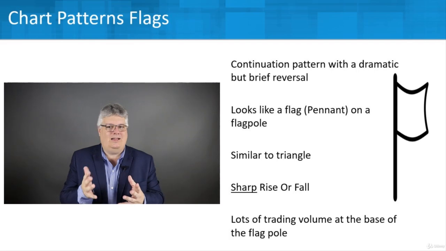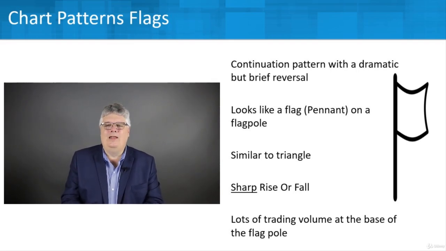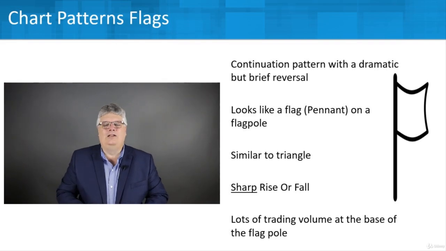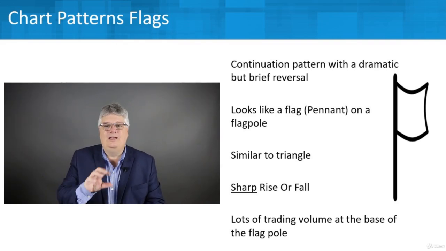And the whole idea, like a lot of chart patterns, is they look like something, and that's how they get their name. So it looks like a flag, or like a pennant on a flagpole, right? It's similar to a triangle as far as it's got a shape, but it really looks like a flag, a pennant, or a flag with a flagpole. And then what you're seeing is a sharp rise or fall. Depending which way the trend's going, it's going to go the opposite way for a short period of time, with a sharp rise or fall, and then pick up the trend after that.